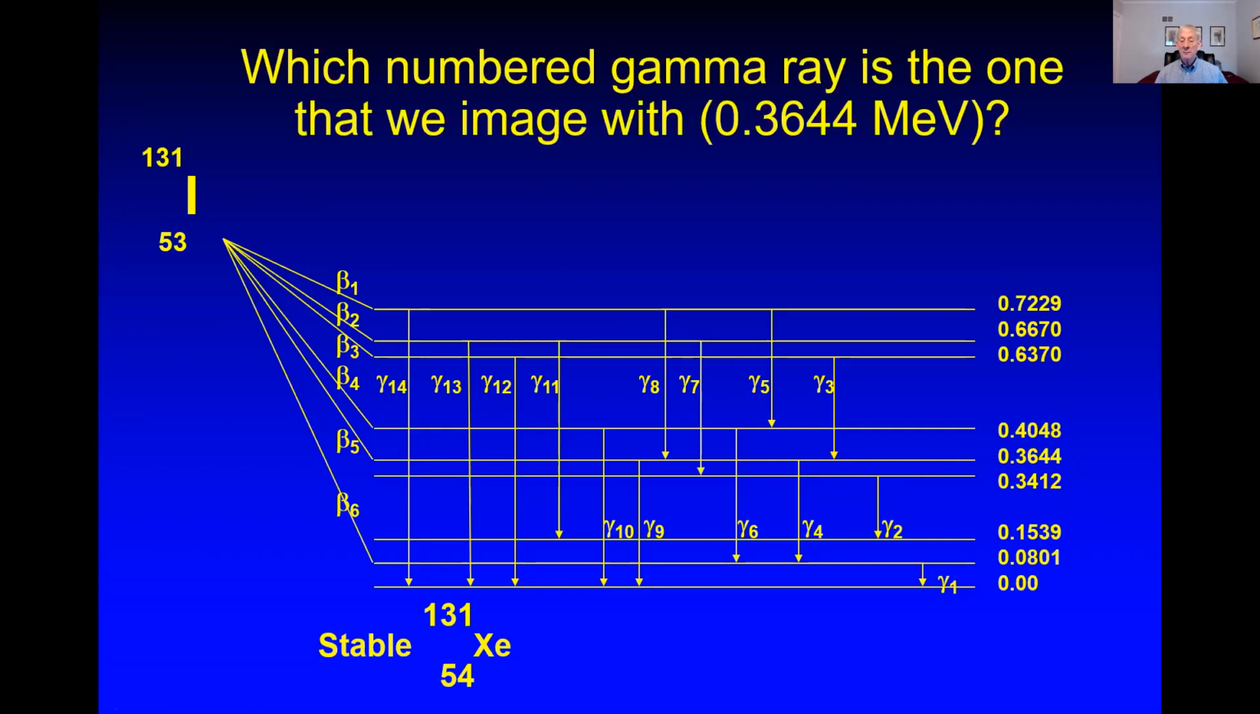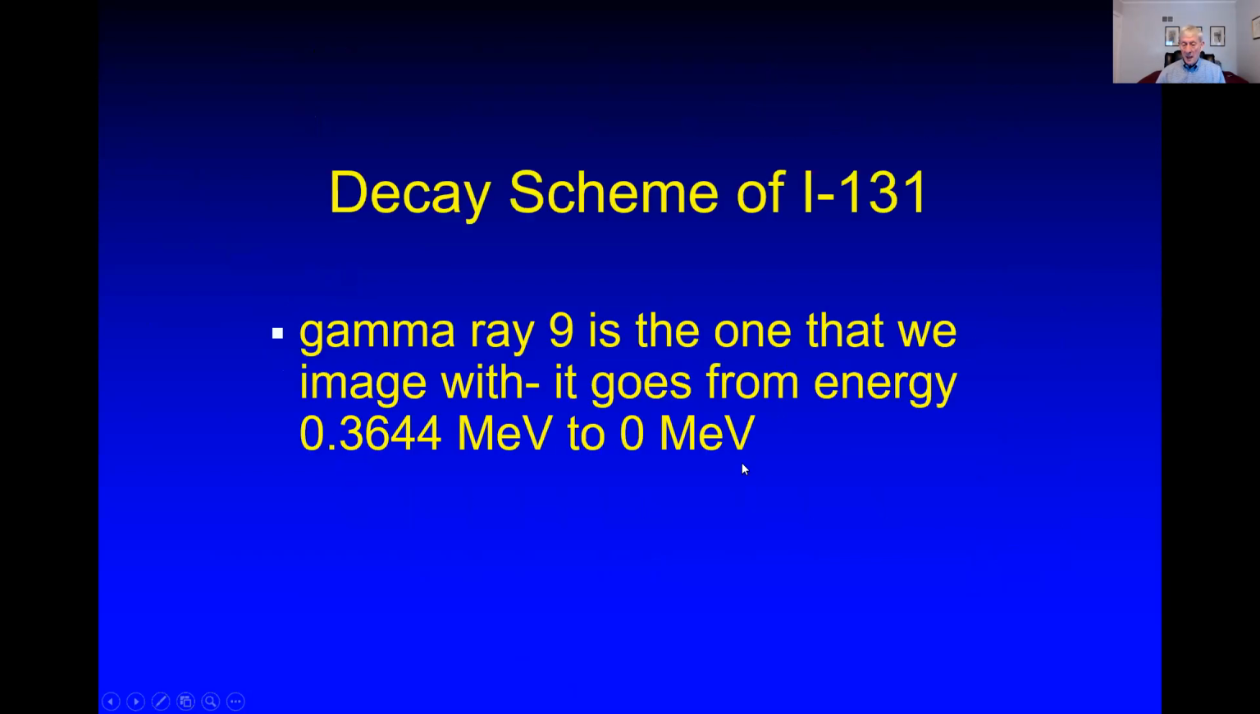Anybody? So it has to match up from the base of the arrow to the tip of the arrow. It has to be a difference of exactly 0.3644, not even 0.3645. It has to match to 4 decimal places. So if you take a look at gamma 9 goes from here, that's 0.3644, down to 0. So the one we image with is gamma 9. And here's another question. That's your answer.